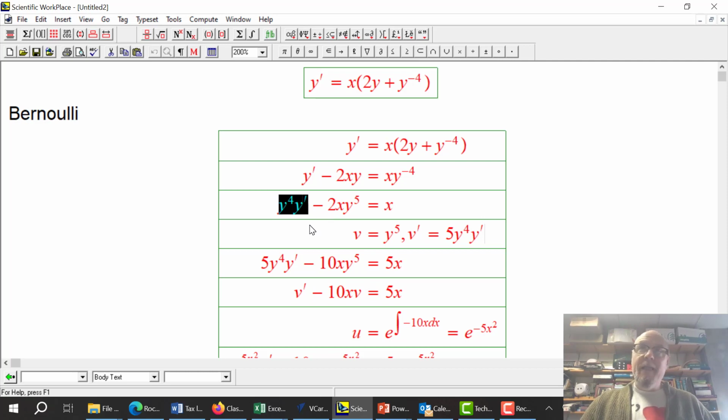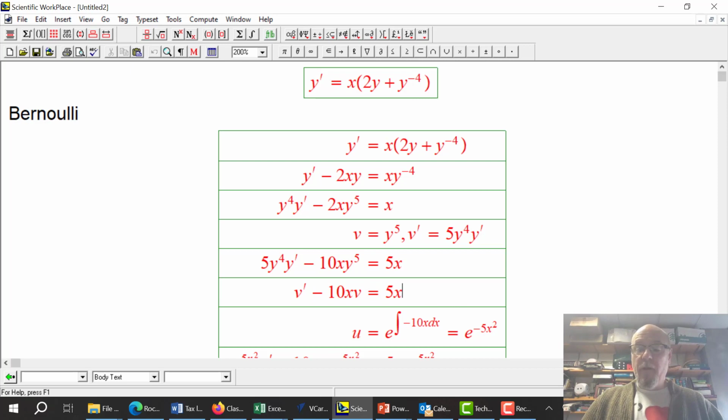If I had that highlighted piece times 5, I could replace it with v prime. So I take this equation and multiply everything through by 5. There's a 5 here, minus 2 times the 5, that's the minus 10, and there's a 5 there. Now I can swap this out for v prime. So v prime minus 10x v, because that was my substitution, is equal to 5x.